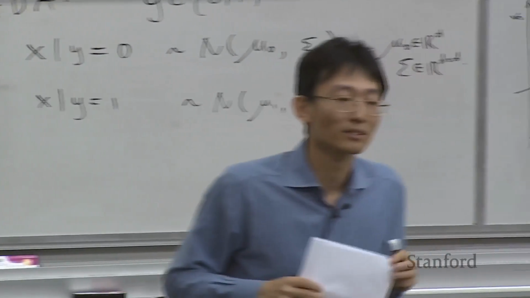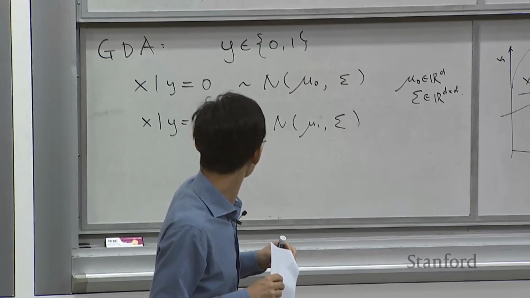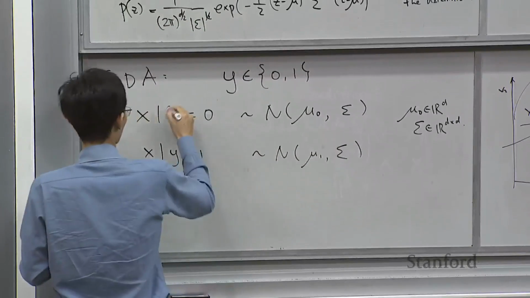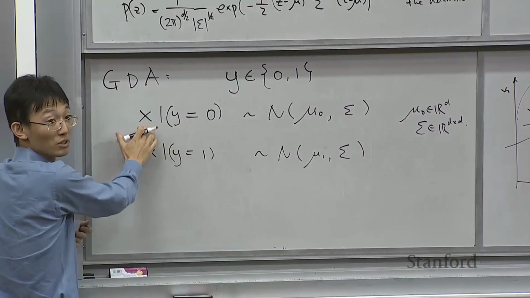This probability of x given y equals 0, or probability of x given y equals 1? Oh, yeah. So that's a good question. So this is like this. Given this event y equals 0, what's the distribution of x?